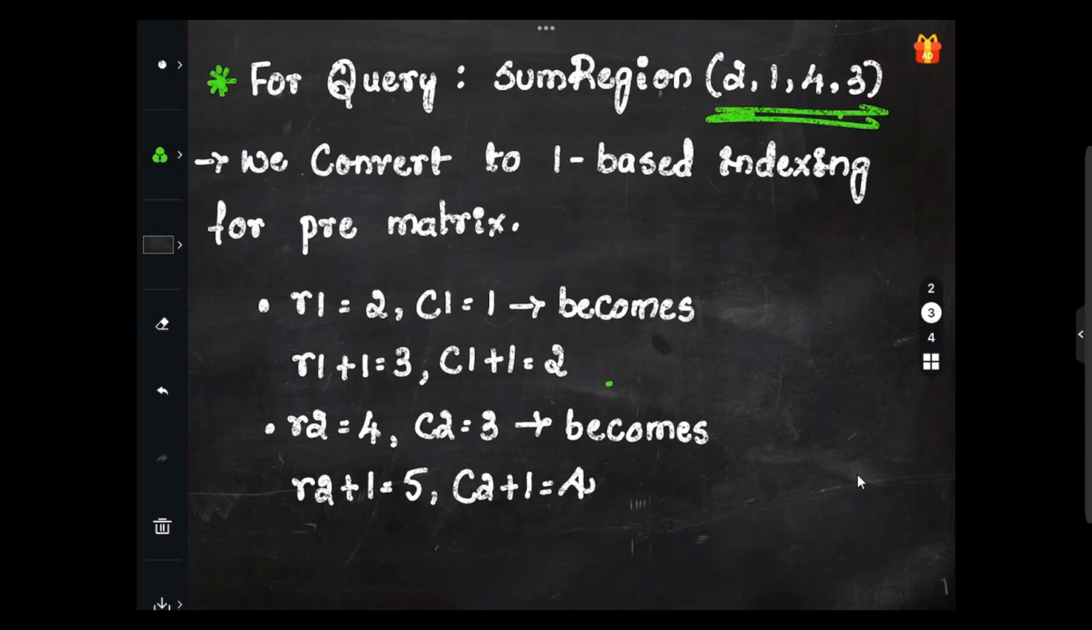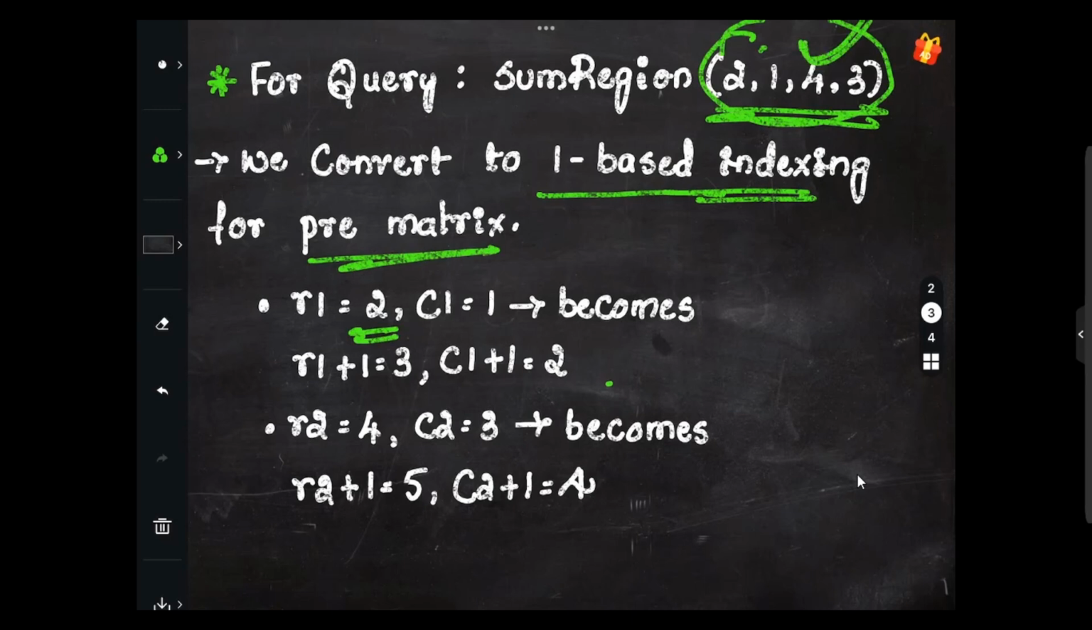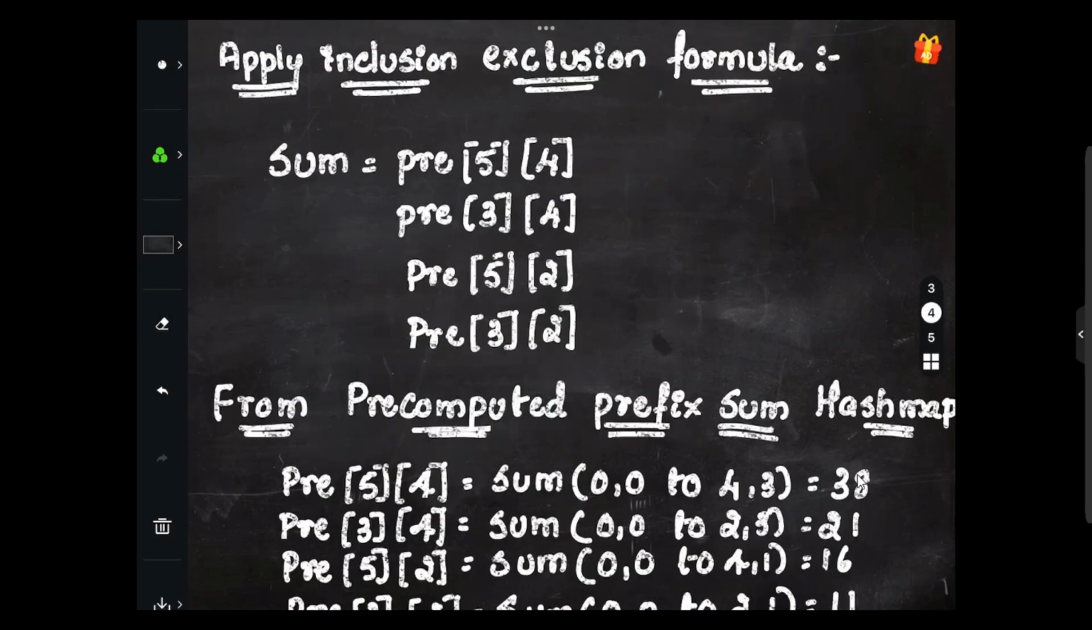So what we will do, we will convert to one based indexing. From zero based indexing we will convert to one based indexing for the pre matrix. So r1 we are having 2, this one, 2143 part I'm considering. Don't get confused here. So r1 is 2, c1 is 1, right? R1 becomes 2 plus 1, nothing but 3. C1 becomes 1 plus 1, nothing but 2 in this case. We are just converting this to one based indexing. From 2 it becomes 3, from 1 it becomes 2. The same thing goes with r2, c2. Means 4 becomes 5 and 3 becomes 4. Right, so you can clearly see we have successfully converted to one based indexing.